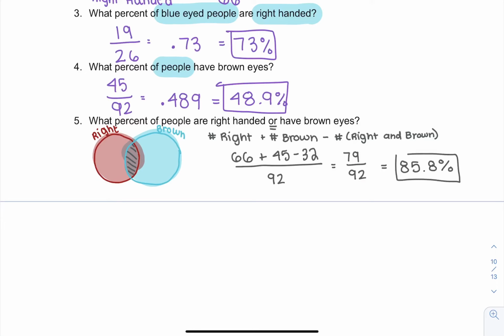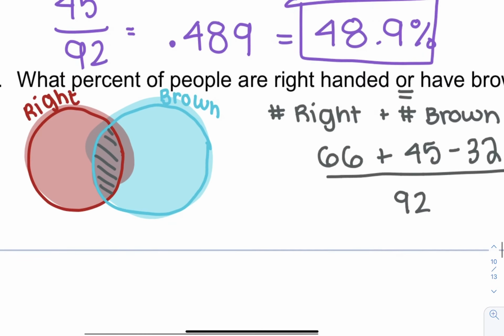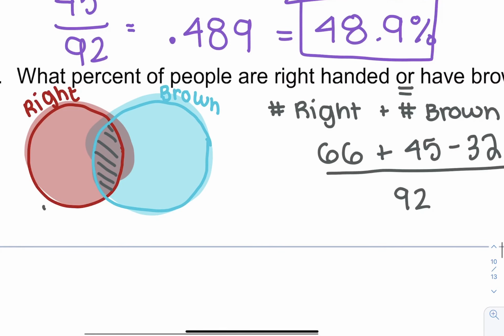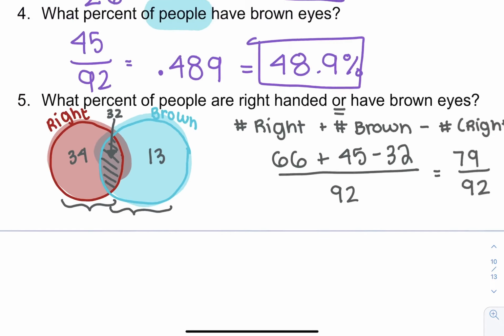So in this Venn diagram, this is the total number, that's 66. This total number is 45. There's 32 in the middle. So down here in the middle is 32. If you do the math, if you take 66 minus 32, you get 34. And if you take 45 minus 32, you get 13. So that's our actual total number of people.